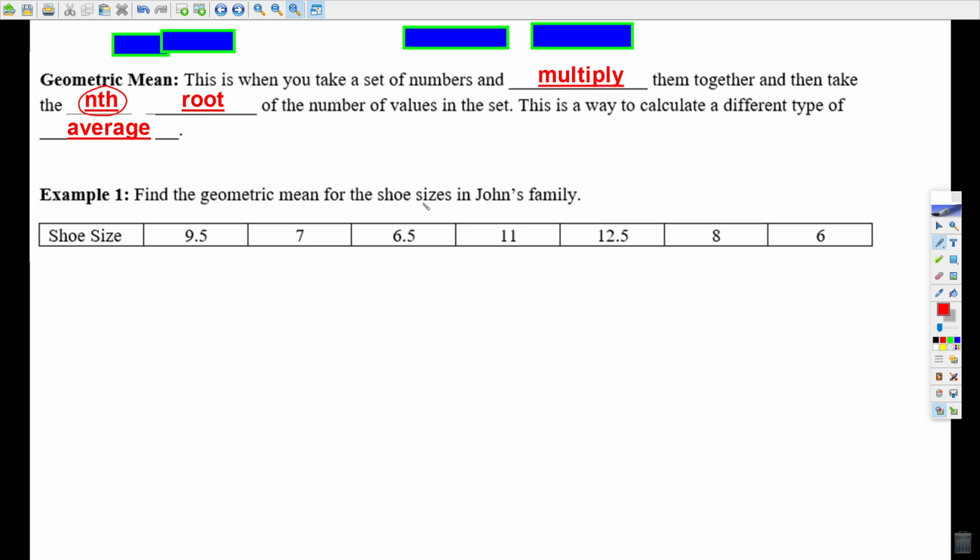This example says, find the geometric mean for the shoe sizes in John's family. When it says geometric mean, that means you take all the numbers and multiply them together, and then we'll take the nth root. This is based on how many numbers you have. So first, let's just count how many numbers we have: 1, 2, 3, 4, 5, 6, 7. So we're going to take the 7th root of all these numbers being multiplied together. So we do 9.5 times 7 times 6.5, 11. You just write these all out, or just put them into the calculator.